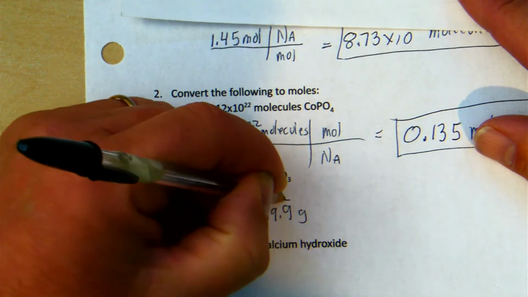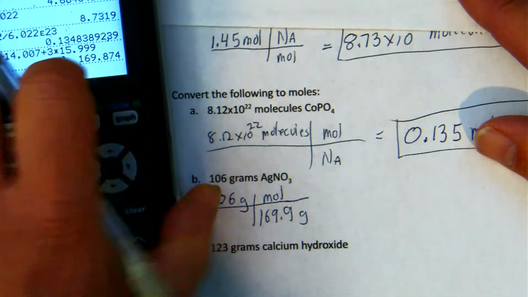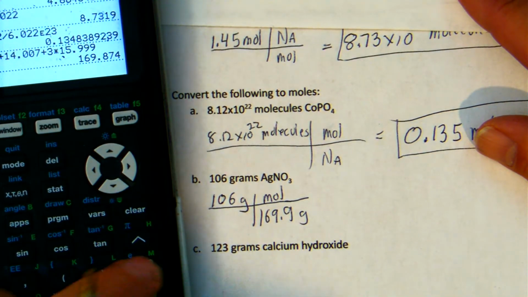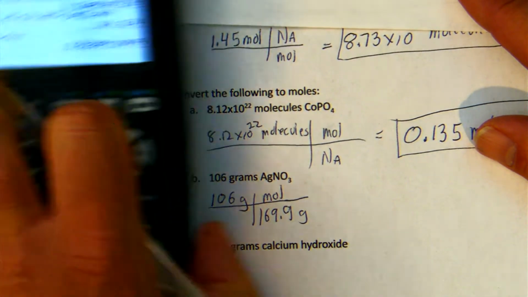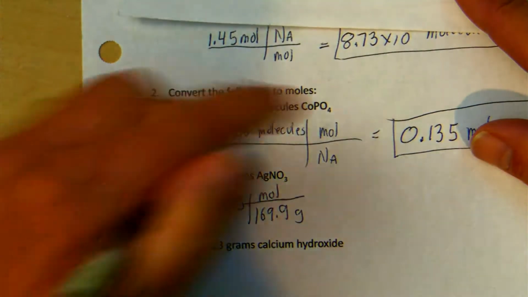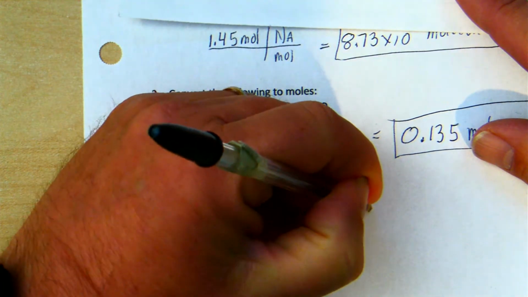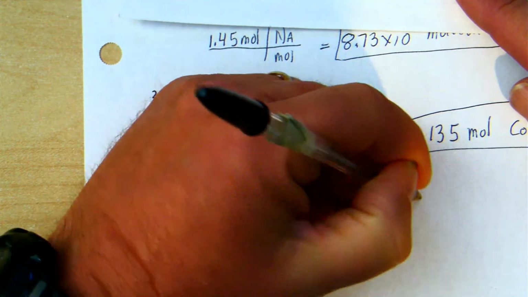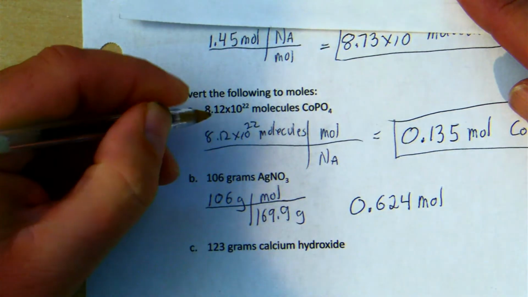So if I go 106 grams times 1 mole for every 169.9 grams, in other words, if I go 106 divided by the answer on my calculator, I get 0.624 moles.